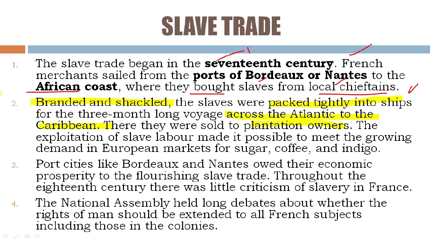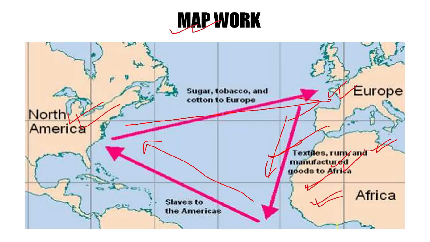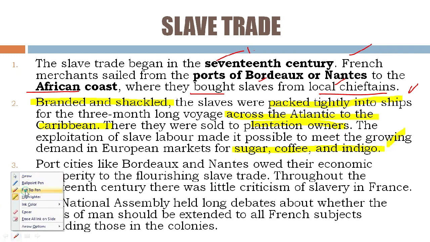Okay, the exploitation of slave labor made it possible to meet the growing demand in European markets for sugar, coffee and indigo. As we have learnt previously, there was a shortage of labor, and this shortage was met by the triangular slave trade among Europe, Africa and the Americas. It was very beneficial for the European markets in terms of crops like sugar, coffee and indigo, and with the help of these slaves they were able to grow them for the European markets. Okay, let us see the next point.